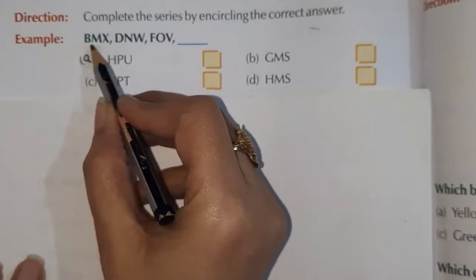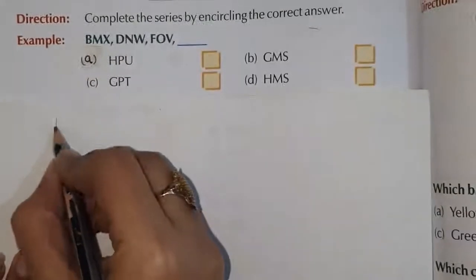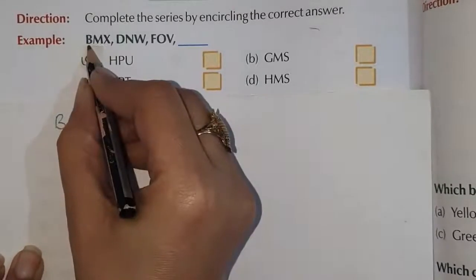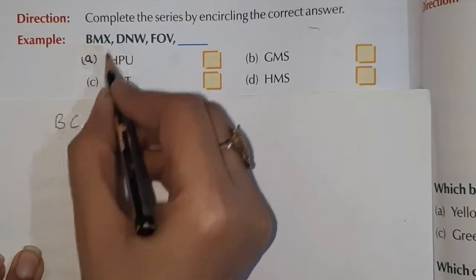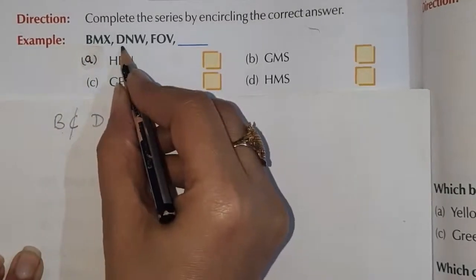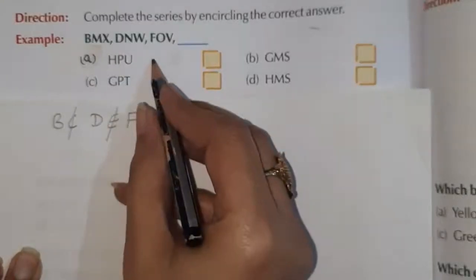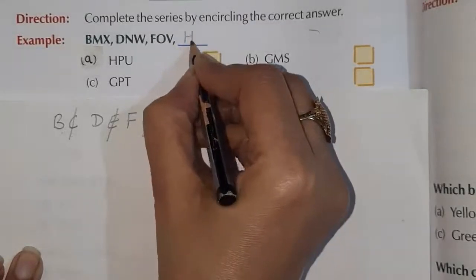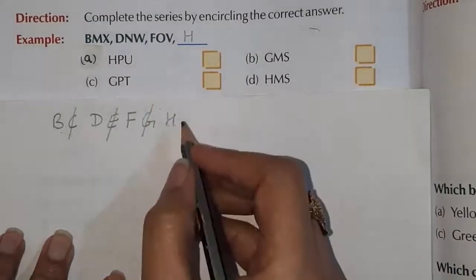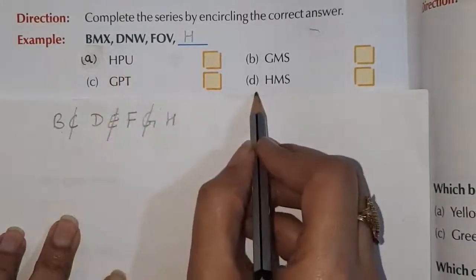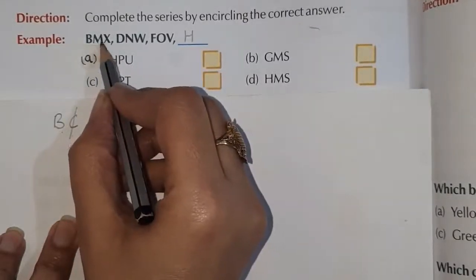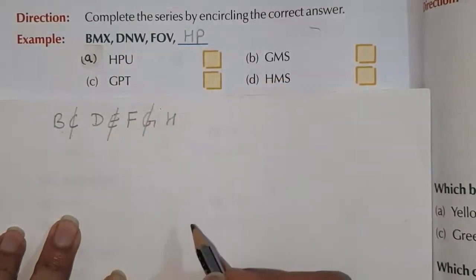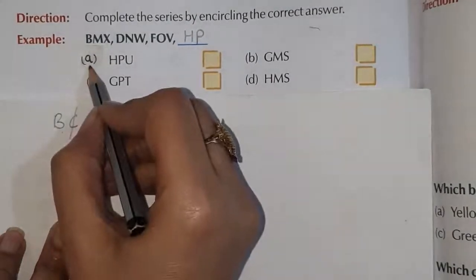Now look here. B, C, D, E, F. So after B, D is there. C is left. After D, E is left and F is there. F, G we will leave and H will be taken. Right. Now we have 2 options with H. M, N, O, P. The answer is clear to you.